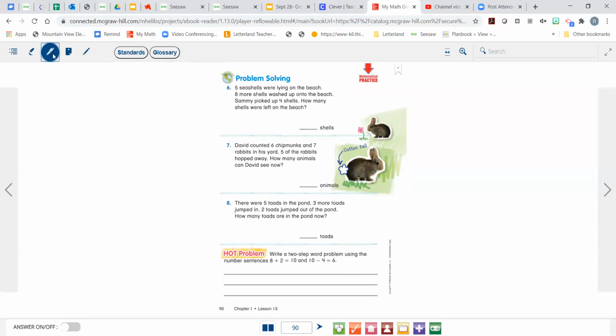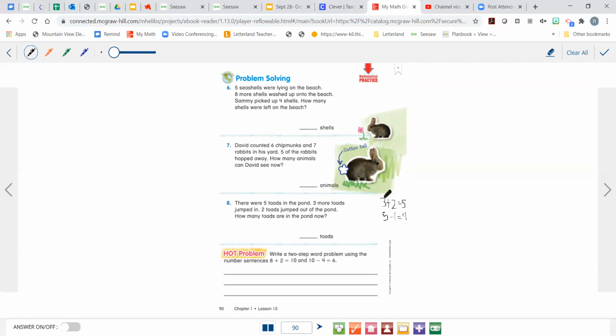So let me kind of model it for you. I'm going to change it. Let's say they showed me 3 plus 2 equals 5 instead of 8 plus 2 equals 10. And then they showed me 5 minus 1 equals 4 as my second problem instead of 10 minus 4 equals 6. So I might write a word problem saying, I had 3 cookies and my friend gave me 2 more. Then my sister ate 1 of them. That's this part. How many cookies do I have left?